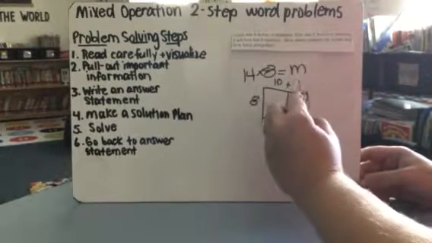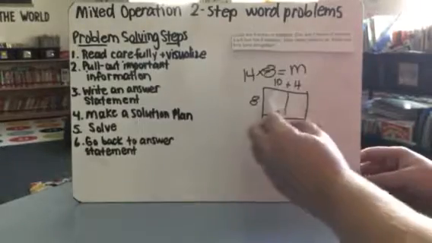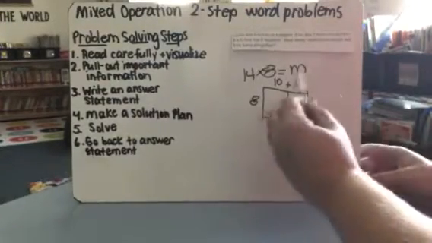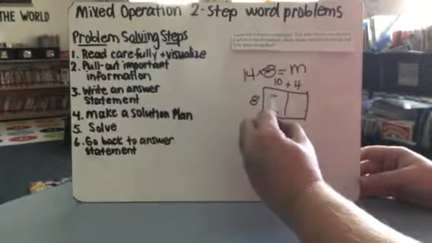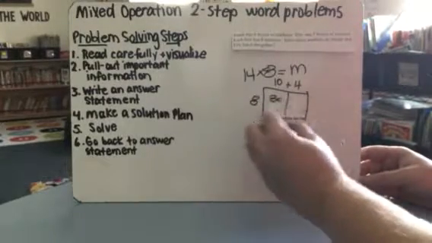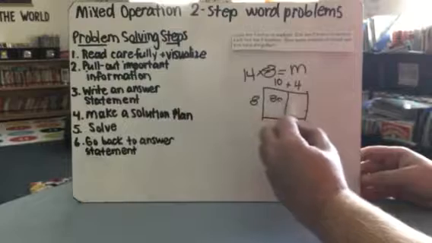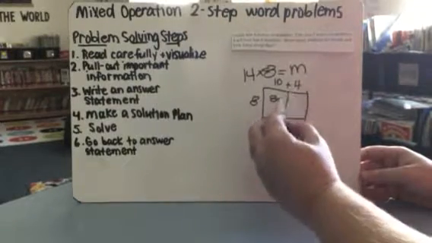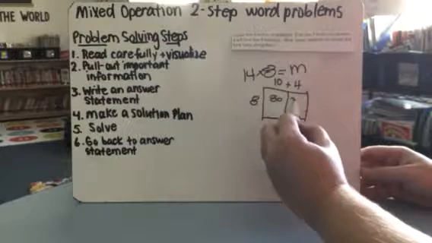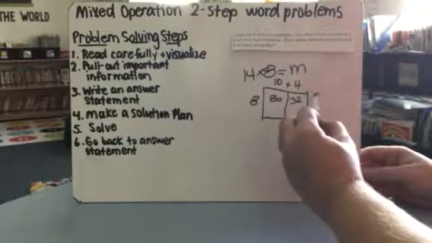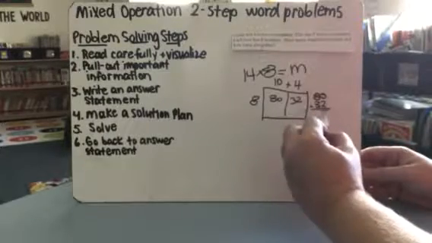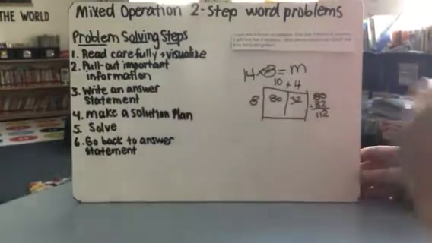I decompose the 14 into 10 plus 4, and then I multiply to find the area of each of these boxes. So 10 times 8 is 80. I could write the equation, but I don't need to if my work makes sense. And I write the product. 8 times 4 is 32. Now I'm going to add those 2 partial products up. 80 plus 32 is 112.